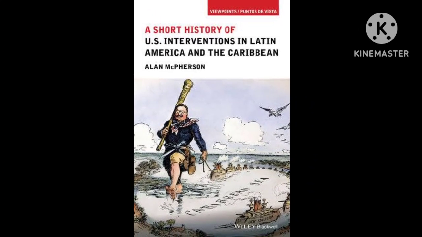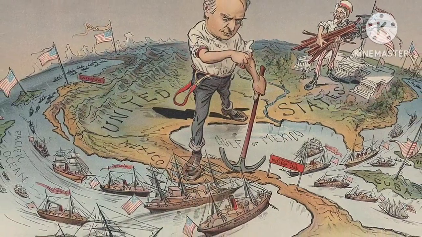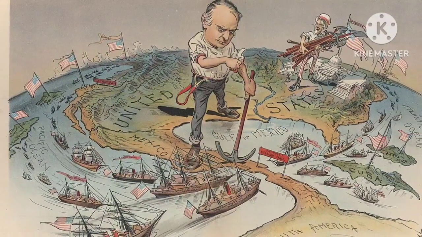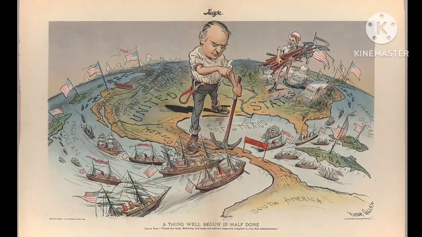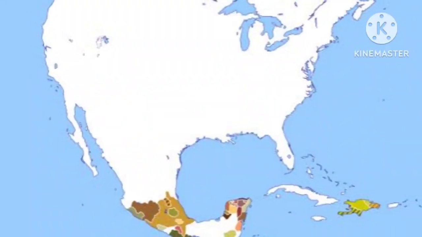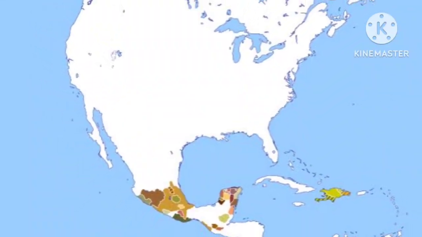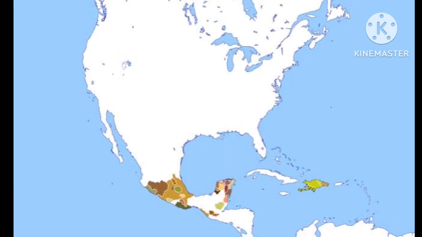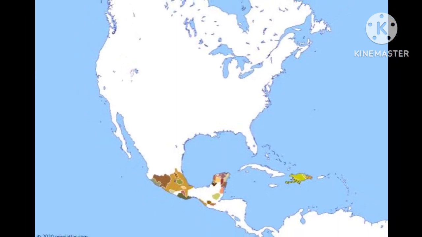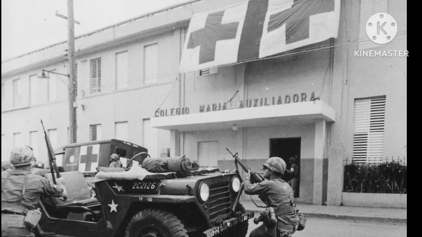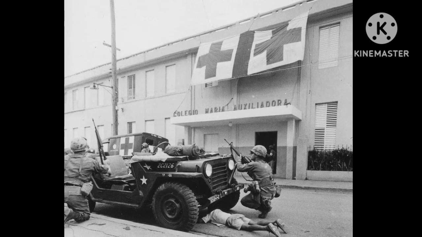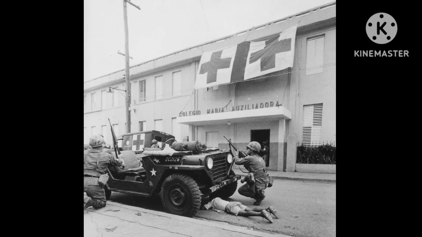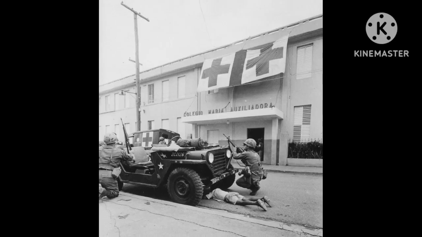In 1904, the U.S. government established the Roosevelt Corollary, which asserted the U.S.'s right to intervene in the affairs of Latin American nations to protect American interests. This policy led to U.S. intervention in several countries in the region, including the Dominican Republic. In 1916, the U.S. government sent troops to the Dominican Republic to restore order following a period of political instability. The U.S. established a military government in the country and began implementing reforms aimed at modernizing the economy and government. While some Dominicans welcomed these changes, others resented the U.S. presence and saw it as an infringement on their sovereignty.